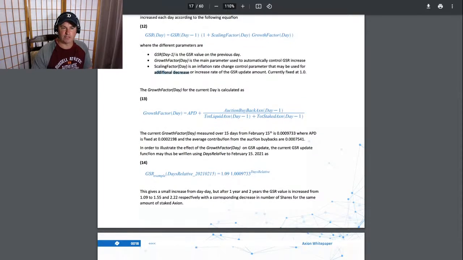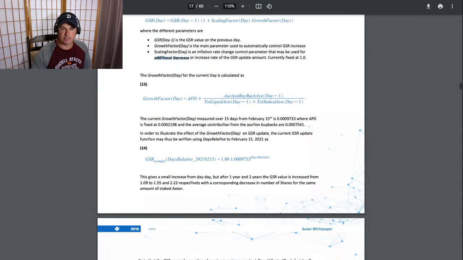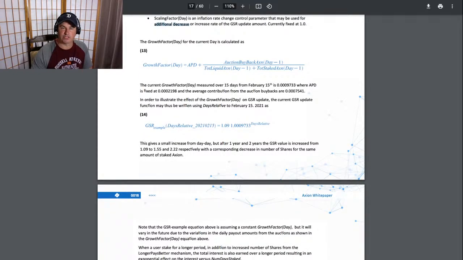The current growth factor measured over 15 days from February 15th is 0.009733, where the APD is fixed at 0.002198, and an average contribution on the auction buybacks 0.007541. In order to illustrate the effect of growth factor on GSR update, the current GSR update function must be written using days relative to February the 15th, 2021, and there's the formula for that. This gives us, I was hoping they'd have a chart on it, an emission estimate.